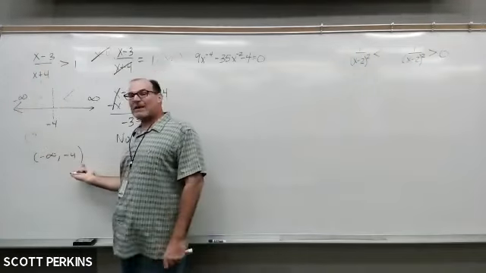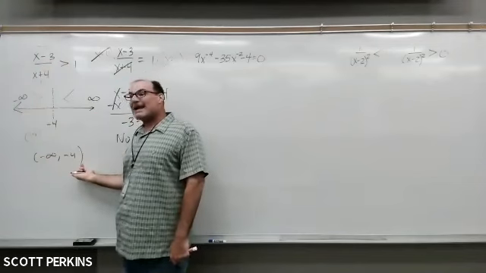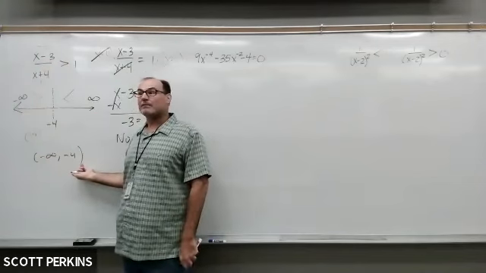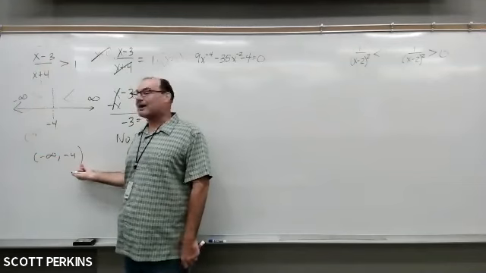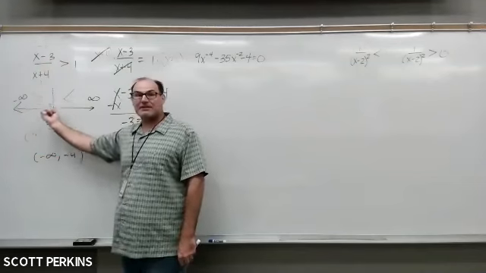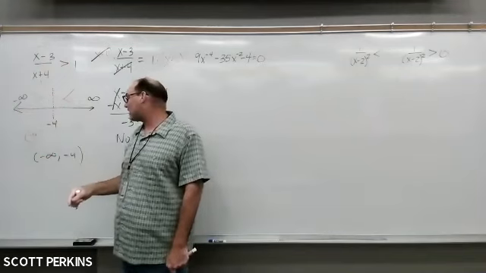Why do I have a parenthesis at the negative 4 end of this? Because it's the vertical asymptote. It's never going to be a bracket when it's the vertical asymptote. That's the reason for the dotted line, is to remind me of that fact.